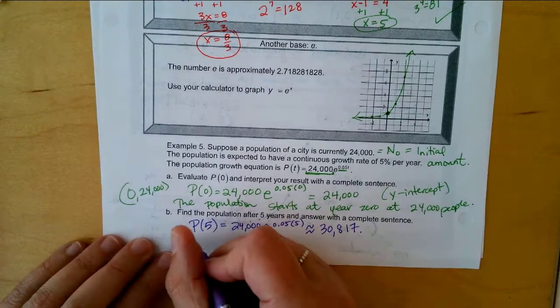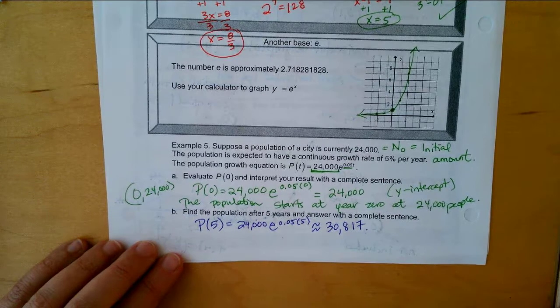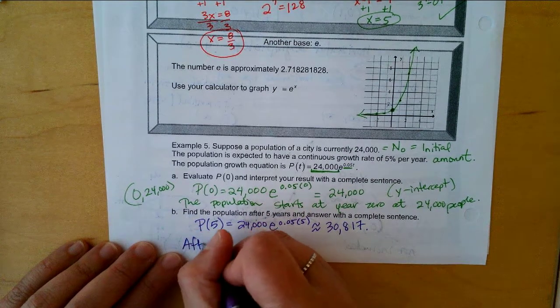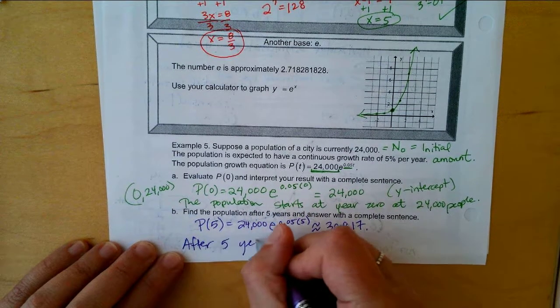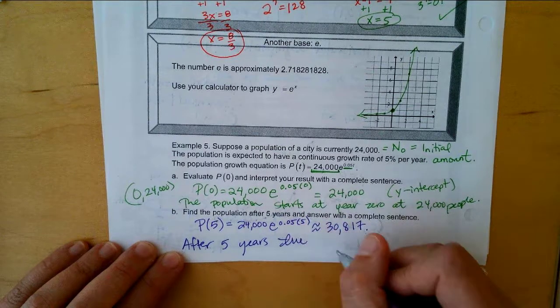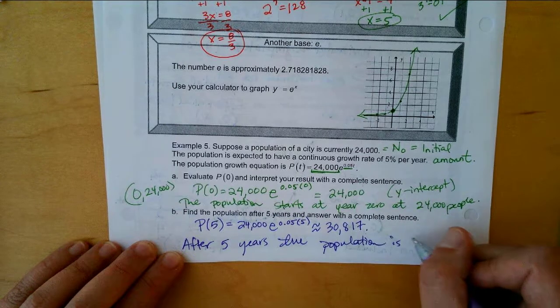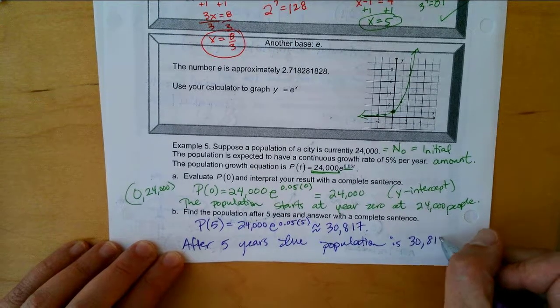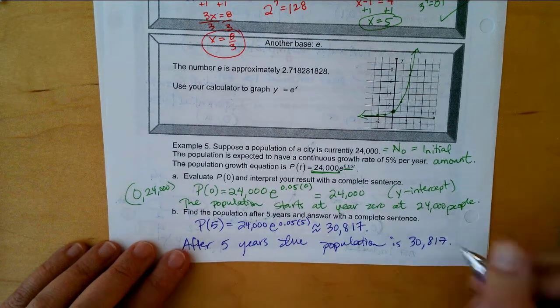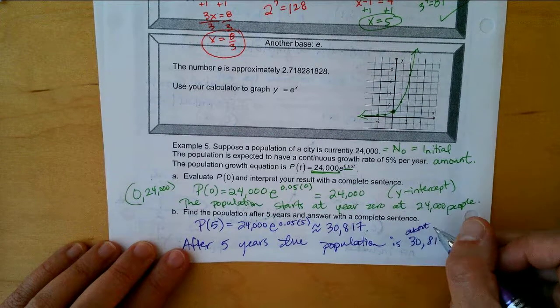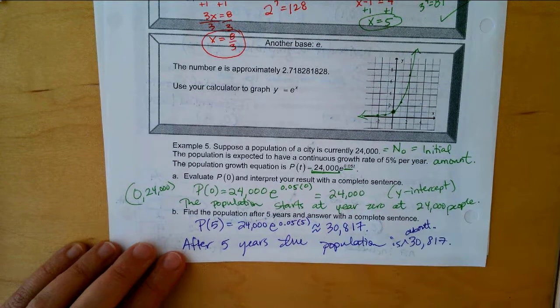And they didn't say what year this started. So after 5 years, the population is approximately 30,817. Let's do that. Okay. Any questions on that?